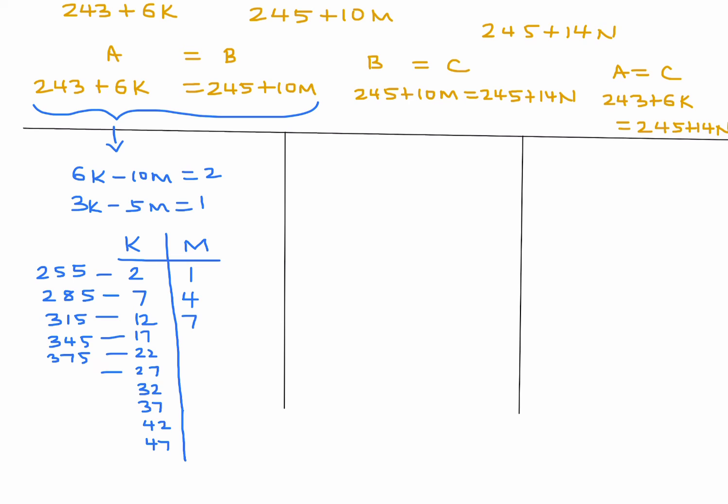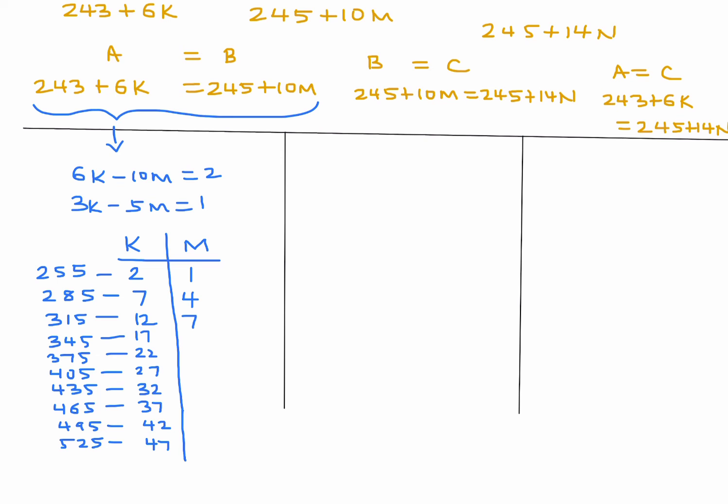375, 405, 435, 465. Are we adding 30 every time? Yeah, I could have just added 30 every time. 495 and then 525. Okay.